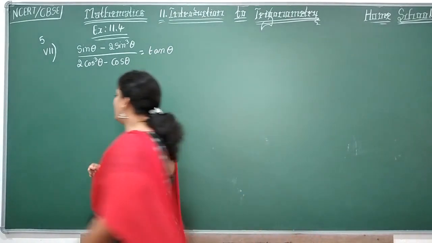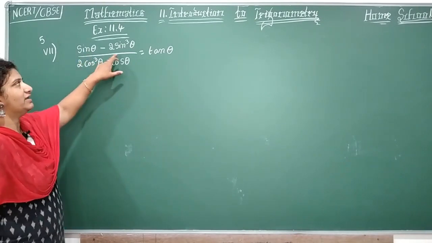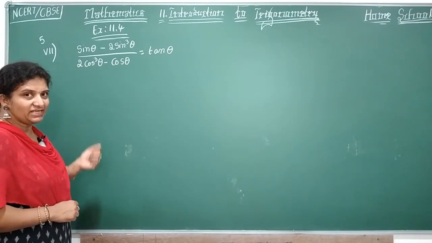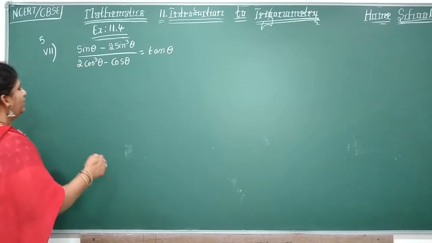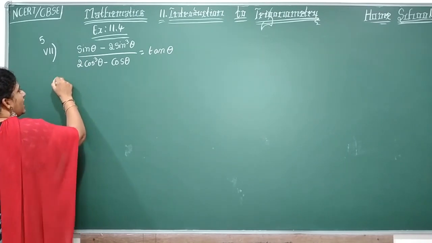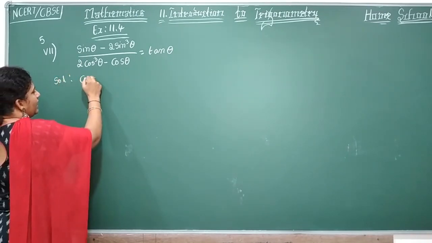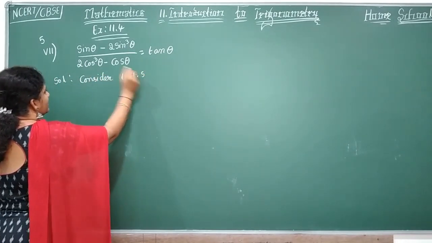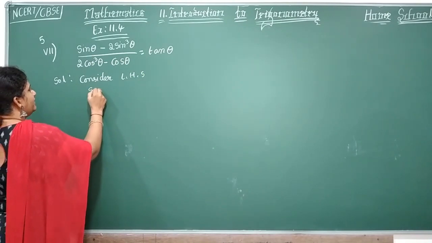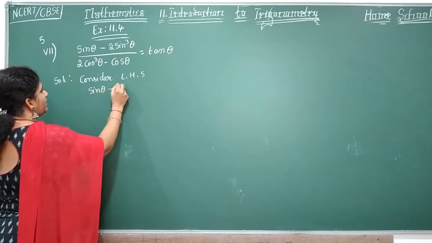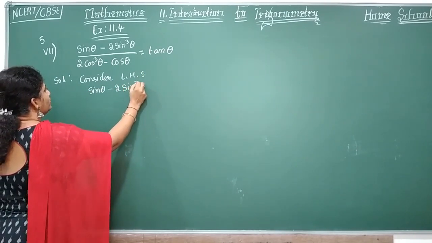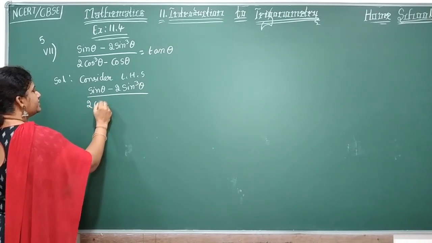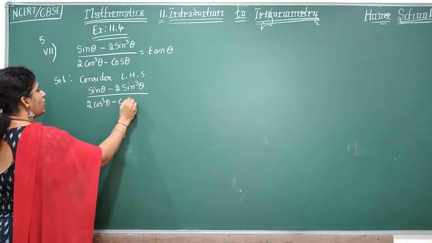Let's have a careful look here. Sin theta minus 2 sin cube theta. I think something is common here, right? With that we may try to do this. Look here, children, how to start? Consider the LHS, the left hand side part. What is that? Sin theta minus 2 sin cube theta by 2 cos cube theta minus cos theta.